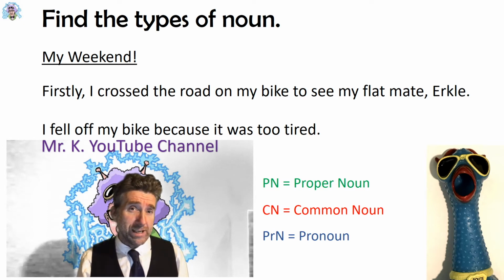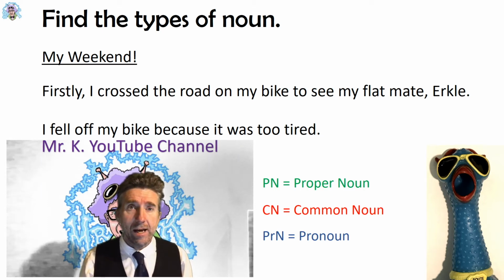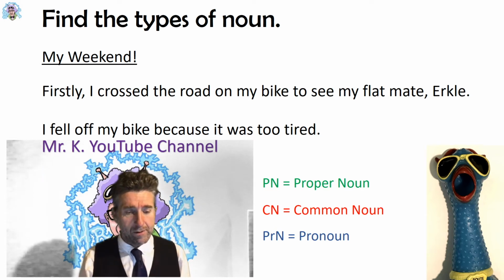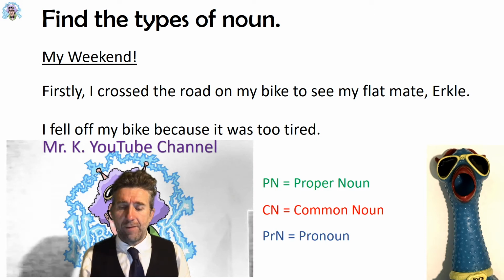That's my short retell. But wait on, where are the proper nouns? Let's start with those. Okay, so are there any names in what I have written here? Okay, is there any names there? Firstly, I crossed the road on my bike. Okay, so road and bike, they're things, but are they names? Are there many of them in the world? Well, there are many of them in the world, so I'm thinking it must be a common noun, and that's fairly specific words, so I reckon they might be common nouns. To see my flatmate Urkel.